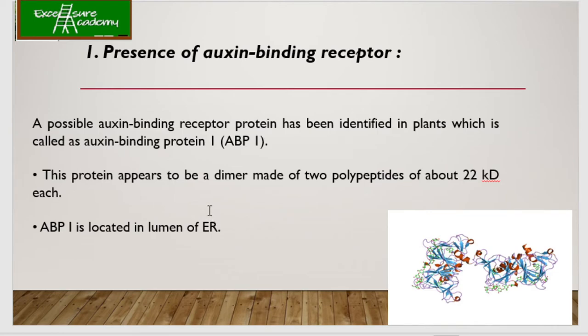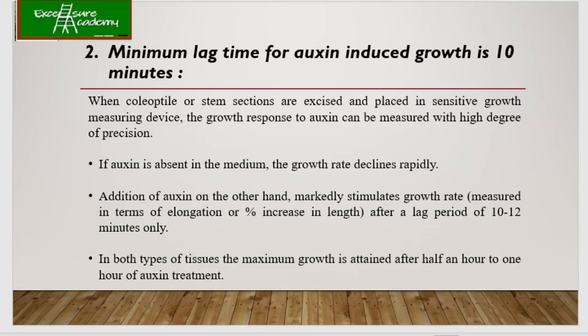Now let's talk about how exactly the auxin shows its action or has its physiological effects. That is because of a protein called the auxin binding receptor. There is a possible auxin binding receptor protein which has been identified in plants, and it is called auxin binding protein 1. Here you can see in the diagram 1 and 2. It's a dimer of about 22 kilodalton each, so a total of around 44 kilodalton, and it is present in the lumen of the ER, that is, the endoplasmic reticulum. Now, the minimum lag time for auxin-induced growth is 10 minutes.